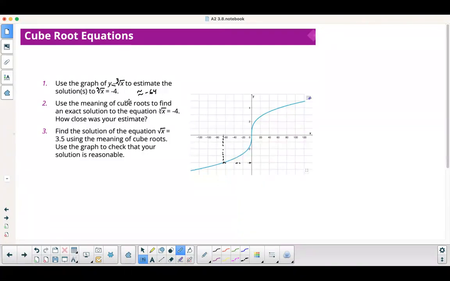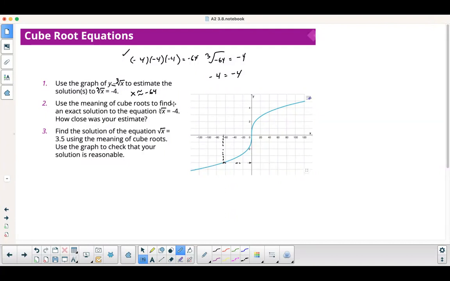Now, here's where I want you to think about this. Remember, this is x. Here's my equation. If I were to ask, what's the cube root of negative 64, does that equal negative 4? It does. Why? Because negative 4 cubed would give you negative 64. That's how I know for sure it's negative 4.